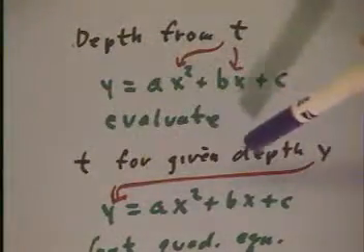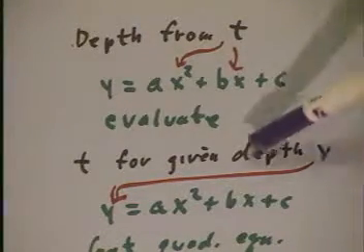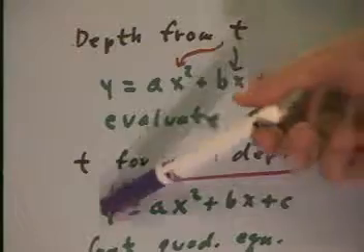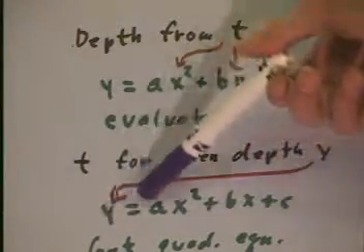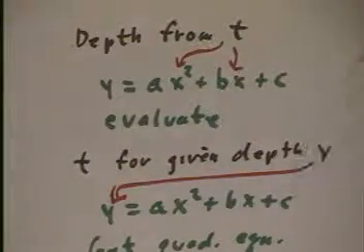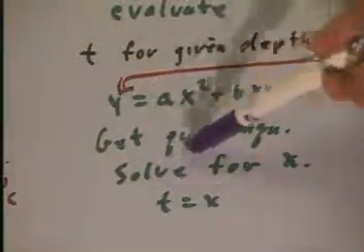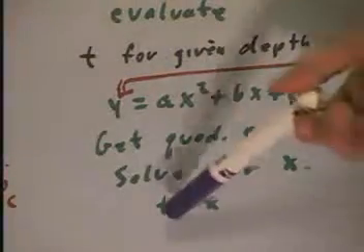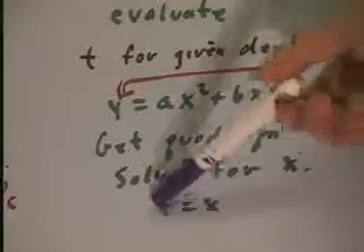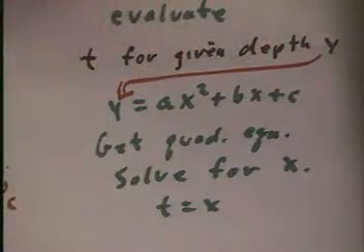Now, if we want to find the clock time at which a given depth occurs, then we're going to substitute that given depth, which we'll call y, in for the y here. So this will become a number. And at that point, we have a quadratic equation. We can solve this quadratic equation for x, which stands for the clock time, and our solution, x, will be our clock time. So we'll say t equals x, where x is our solution.